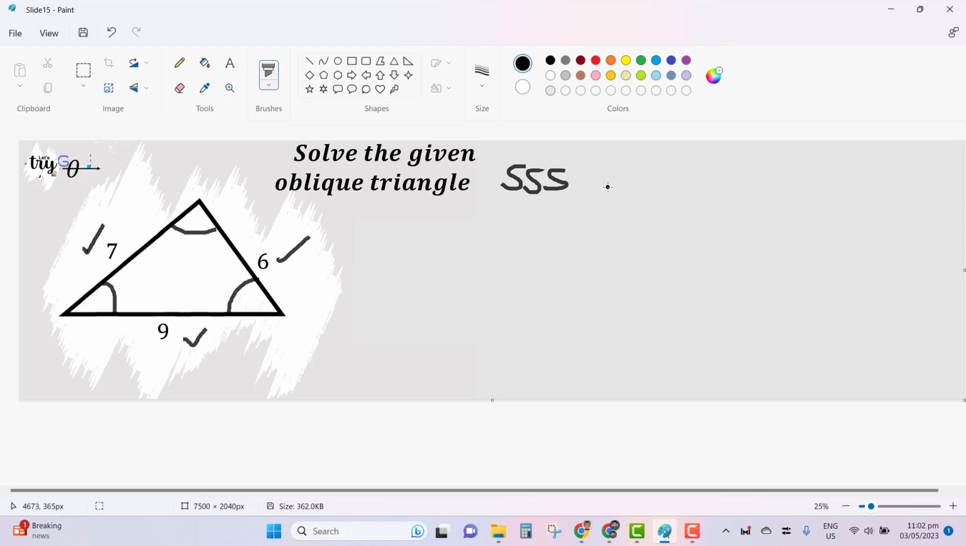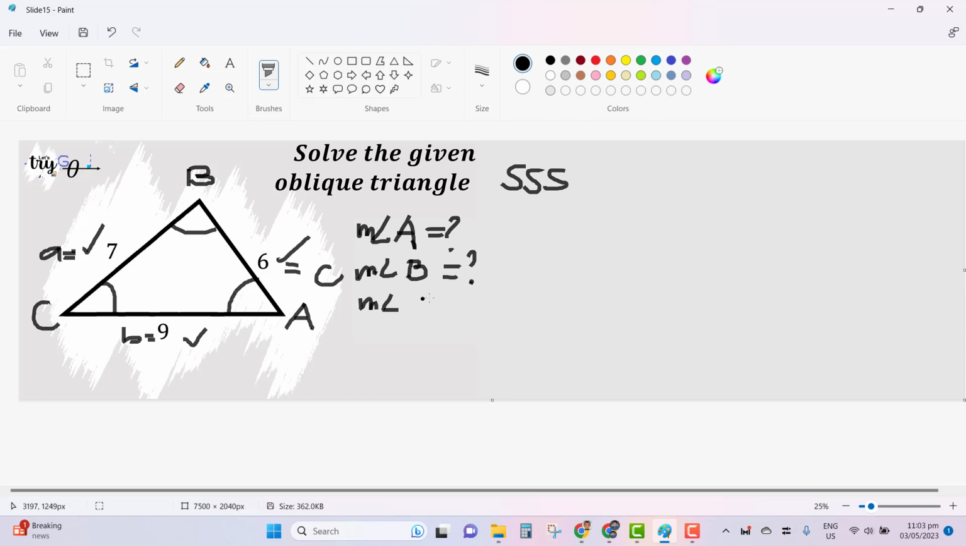To solve this, let's first try to label all of these measurements. If we are going to call this side A, this is your side B, and this is your side C, we can label the angles directly opposite these sides with the same letters. So if this is side A, this is your angle A. If this is your side B, that's your angle B. If this is your side C, this is your angle C. So again, we are to solve for the measurement of angle A, angle B, and angle C.